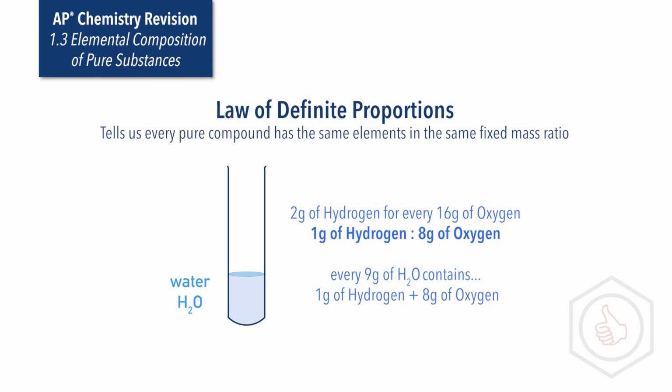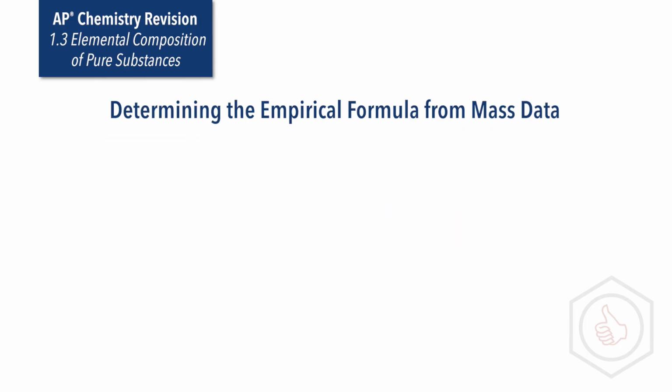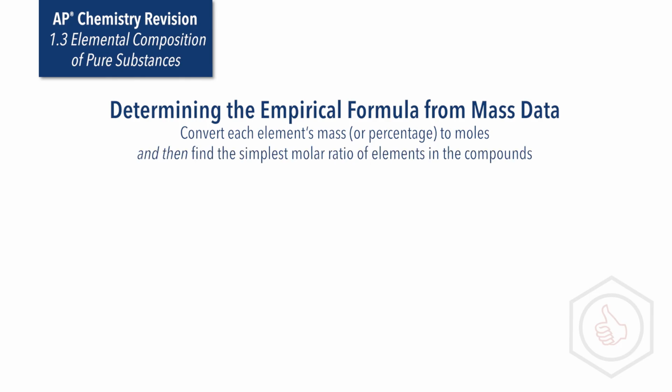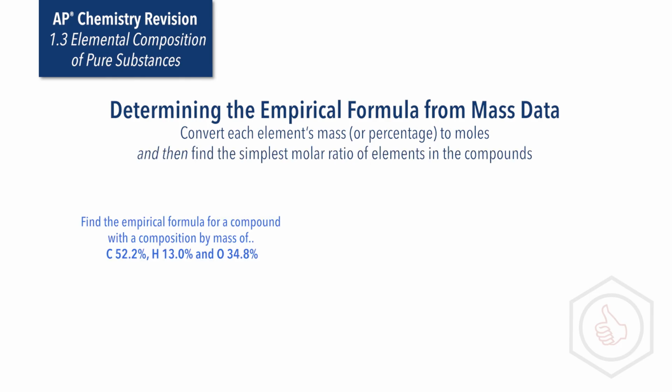We can determine empirical formulas from mass or percentage composition data. First, we have to convert each element's mass or percentage to moles, and then use those moles to determine the ratio of atoms of elements in the compound. For example, find the empirical formula for a compound with the composition by mass of 52.2% carbon, 13% hydrogen, and 34.8% oxygen. Well, these percentages by mass tell us that for every 100 grams of this compound, 52.2 grams would be carbon, 13 grams would be hydrogen, and 34.8 grams would be oxygen.